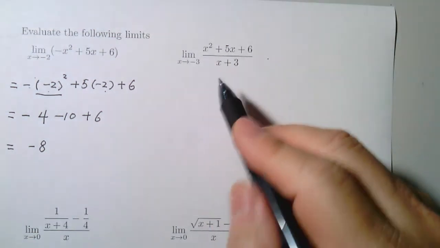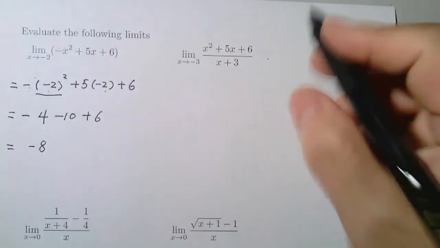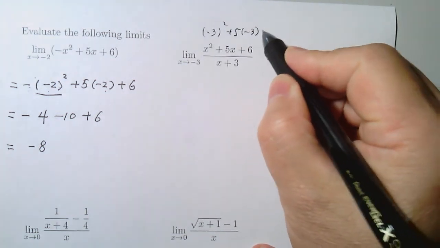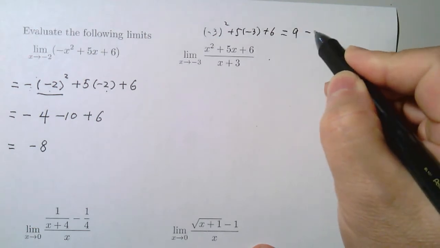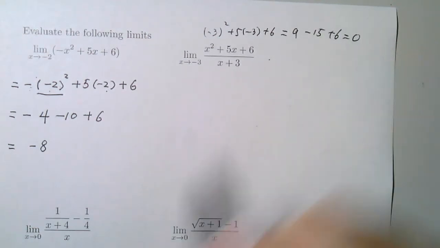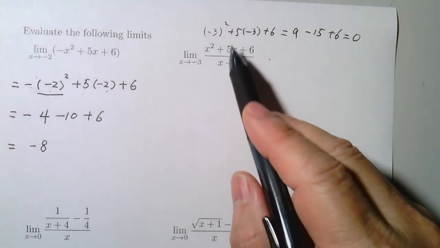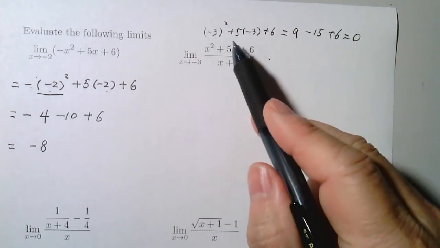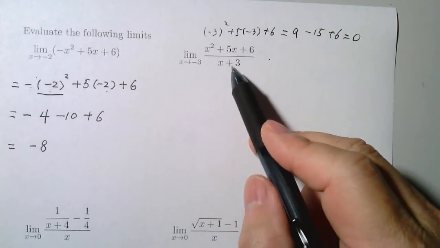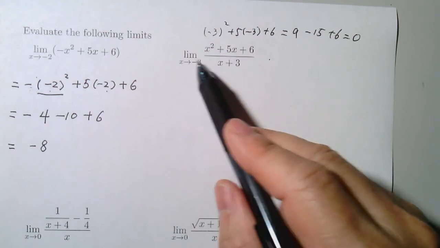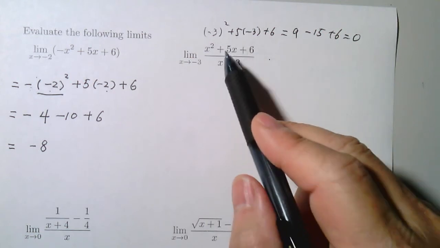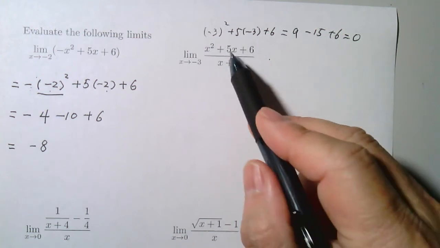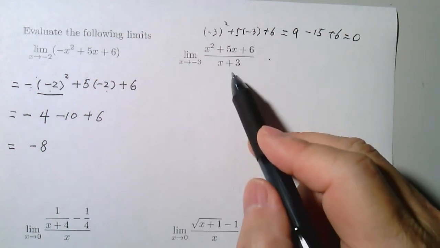When you check the numerator, you have negative 3 squared plus 5 times negative 3 plus 6. That is 9 minus 15 plus 6, and you can see that's 0. So both numerator and denominator approach 0. Remember this: when you have a function involving fractions, if both numerator and denominator approach 0 as x approaches a number, that means you may have a limit. Don't just say both approach 0, so no limit. You may have a limit if both numerator and denominator approach 0.